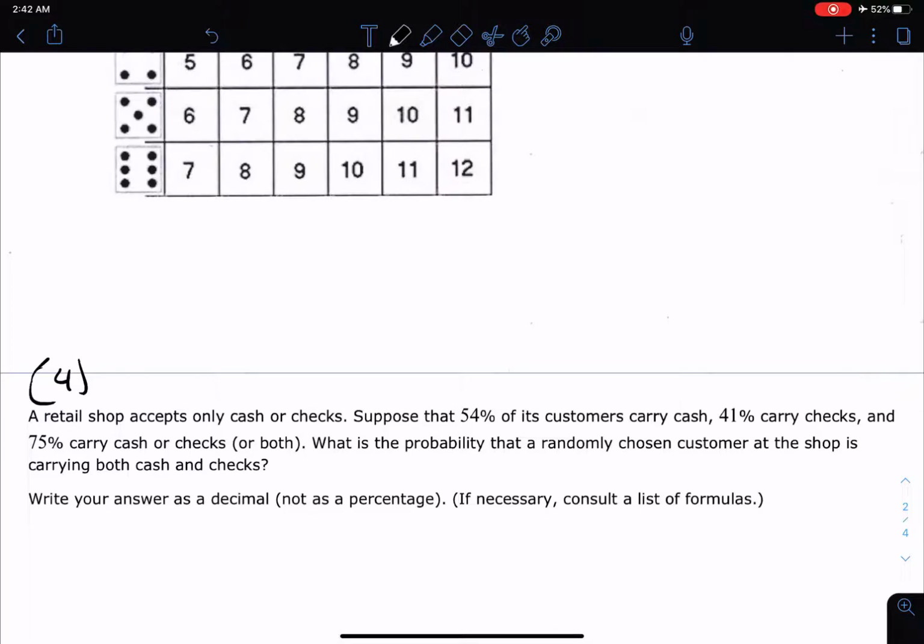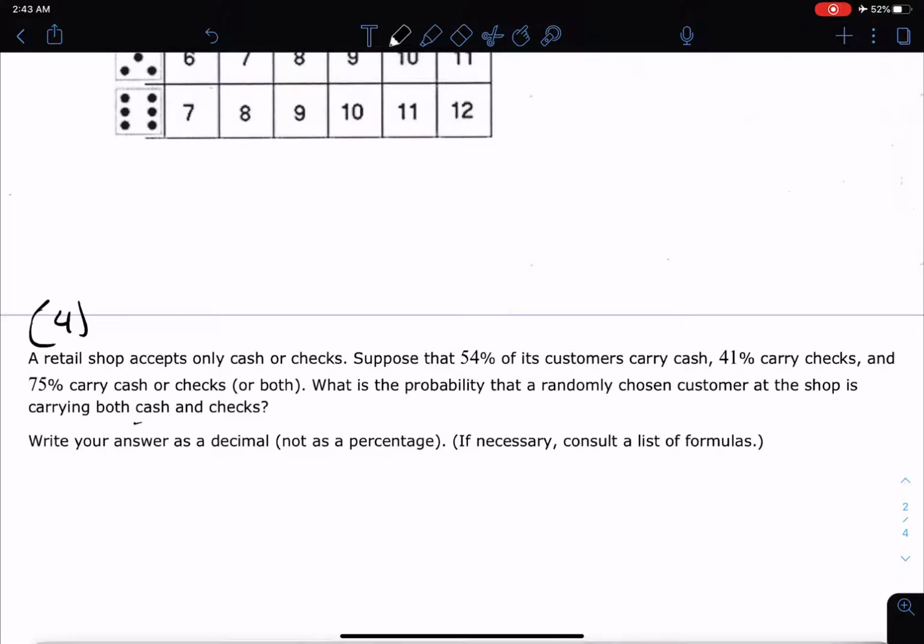Number 4 says, a retail shop accepts only cash or checks. Suppose that 54% of its customers carry cash, 41% carry checks, and 75% carry cash or checks or both. What is the probability that a randomly chosen customer at the shop is carrying both cash and checks? We're looking for cash and checks.